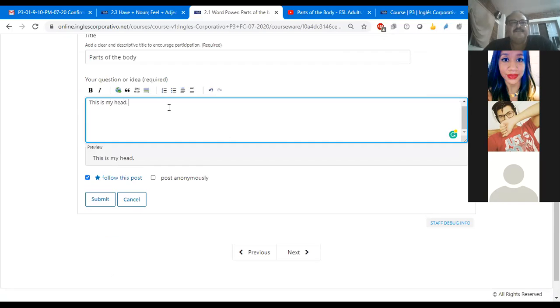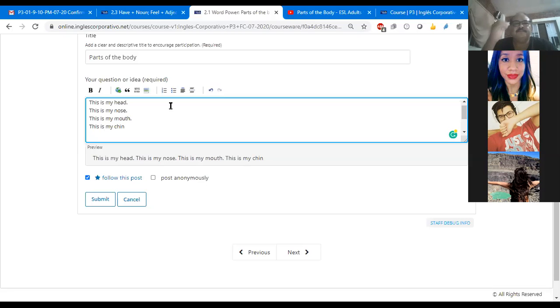This is my head. Yes, this is my nose. Okay, this is my mouth, okay, singular, right? This is my chin, okay, another one, help me, this is my neck. This is my neck. Okay.